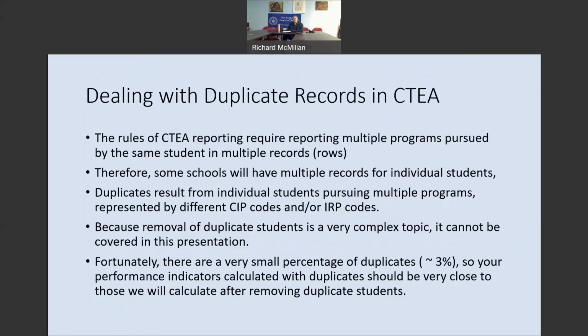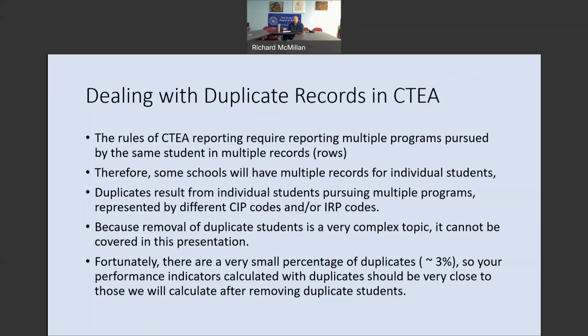Dealing with duplicate records in CTEA. The rules of CTEA reporting require reporting multiple programs pursued by the same student in multiple records or rows. Therefore, some schools will have multiple records for individual students. Duplicates result from individual students pursuing multiple programs represented by different SIP codes and/or IRP codes.